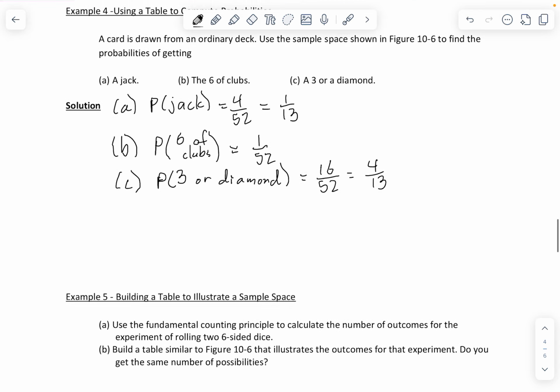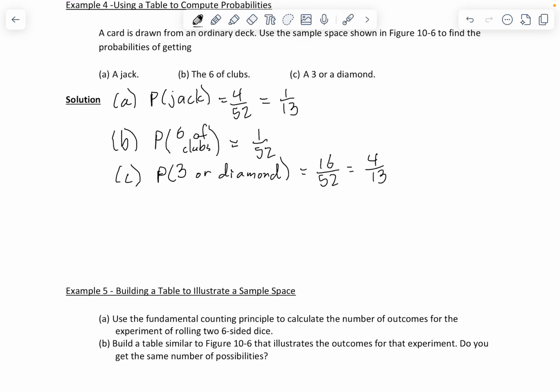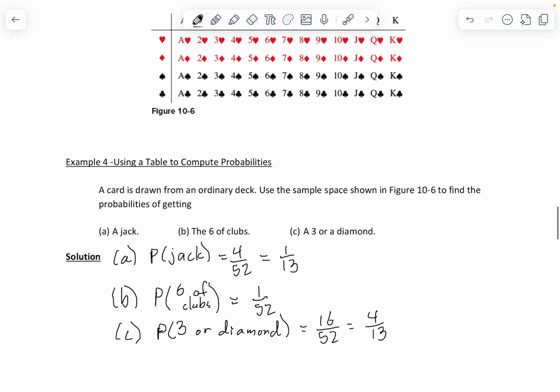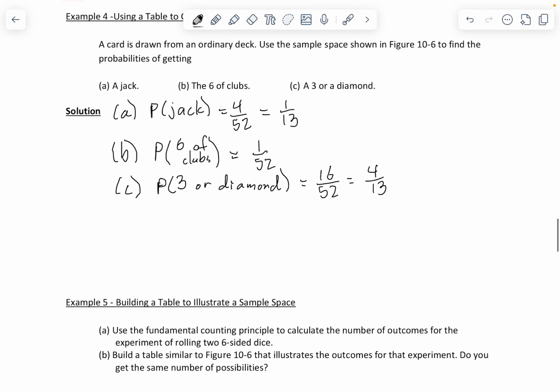Okay, in this next example, we go over how to build a table to illustrate a sample space. So we want to use the fundamental counting principle to calculate the number of outcomes for the experiment of rolling two 6-sided dice, and then build a table similar to the one that we used for the card example that illustrates the outcomes for that experiment. Do you get the same number of possibilities?